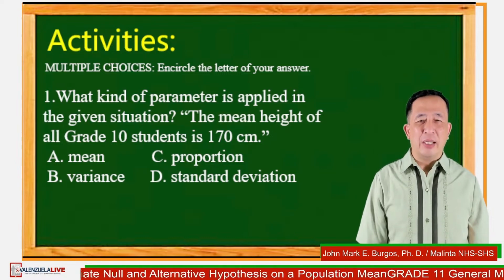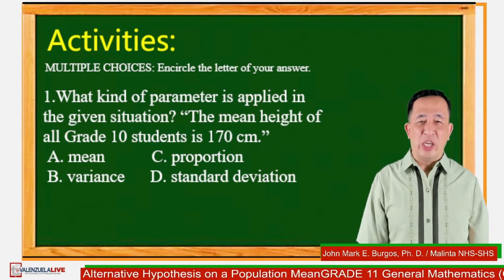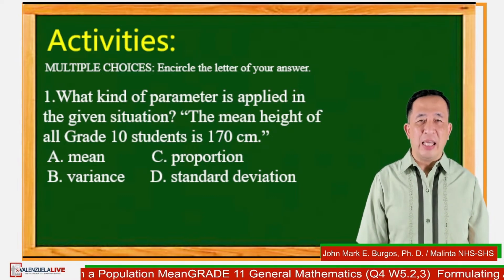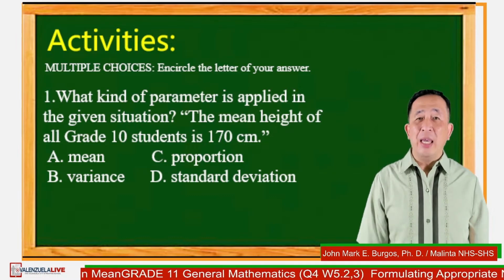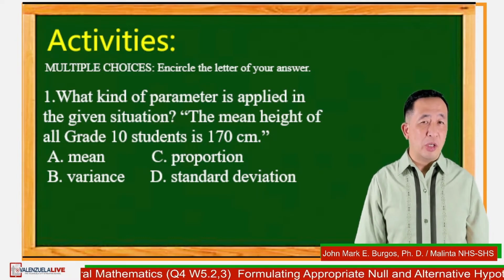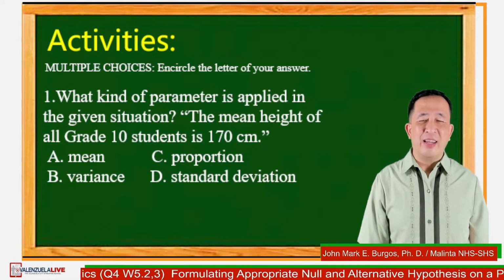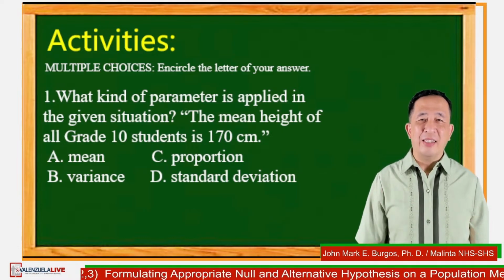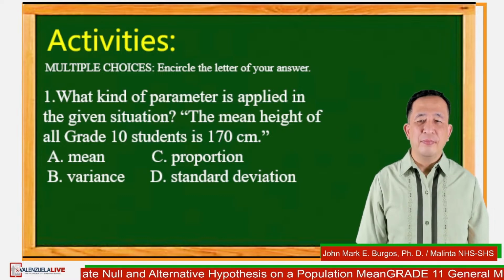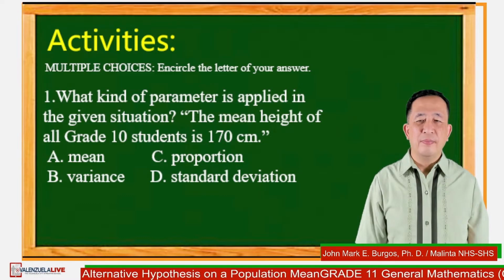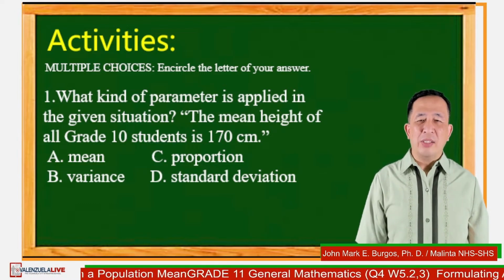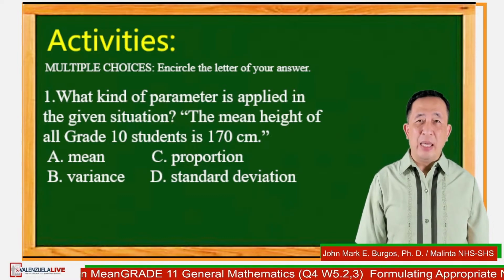What kind of parameter is applied in the given situation? The mean height of all grade 10 students is 170 centimeters. Is it A, mean? B, variance? C, proportion? Or D, standard deviation? 10 seconds. All right, time is up. The correct answer is A, mean.